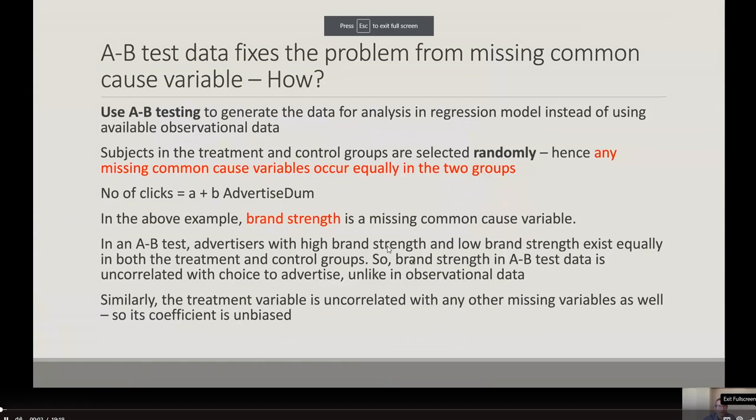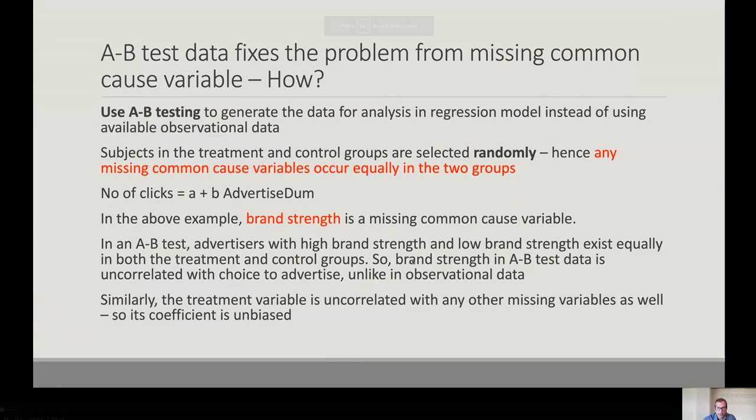Let us now turn our attention to understanding why A-B tests help in making causal inference. The big idea here is that when we do A-B tests, we generate new data to be used in the regression analysis. The regression specification does not change. It is exactly the same specification that we were using before when we were using observational data. But this time, when we use the data generated from the A-B test, we have no problems in getting the correct causal inference from an X variable on the Y variable.